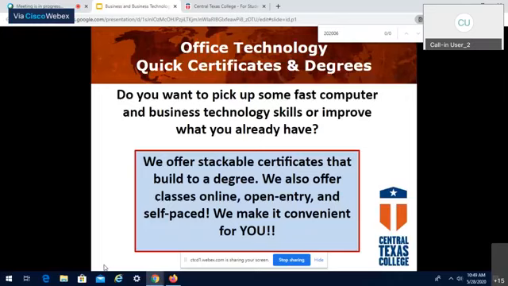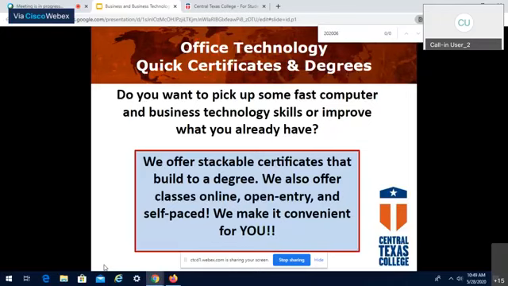We do offer stackable certificates, just as Dr. Reese was talking about. They do build into an associate's degree. And again, if you go to the department, as she was showing you a few minutes ago, you can click on Office Technology and look at all of our degrees. They're, of course, online right now, and the classes start Monday.